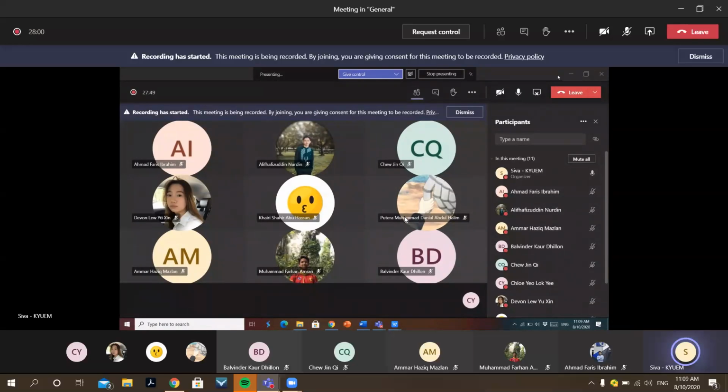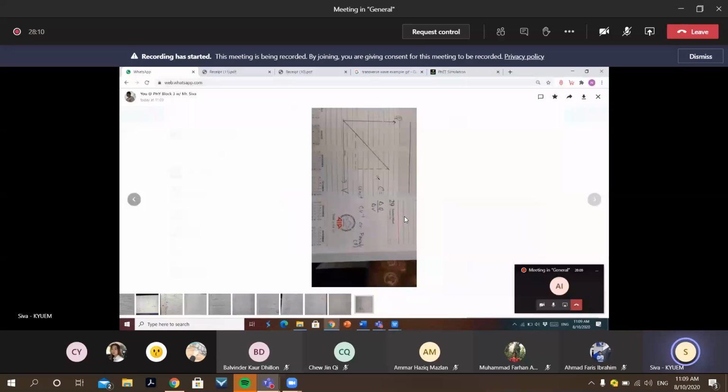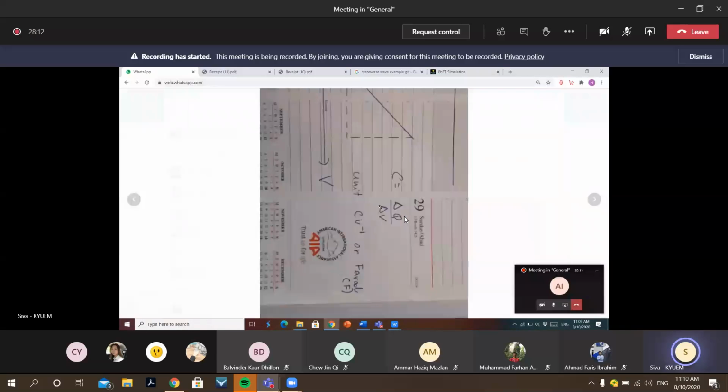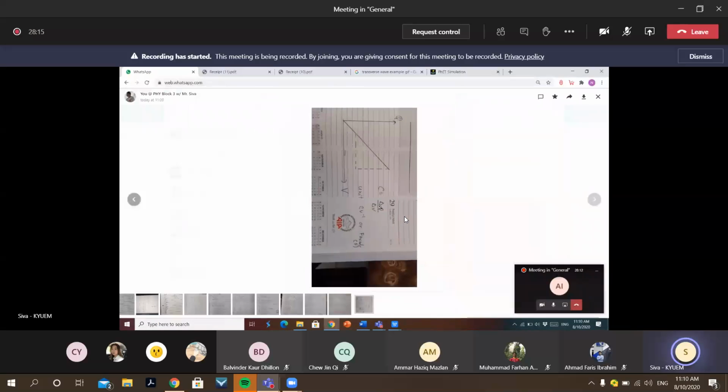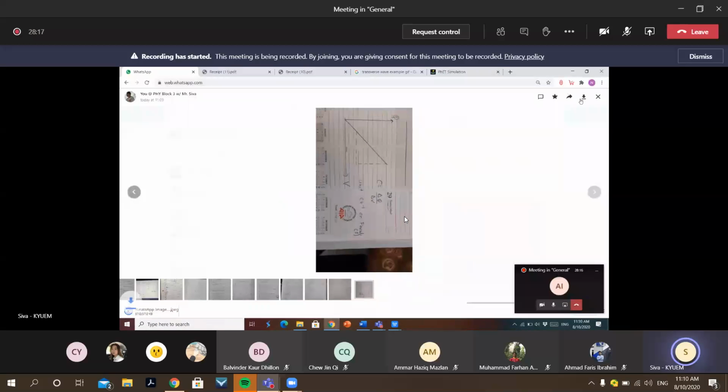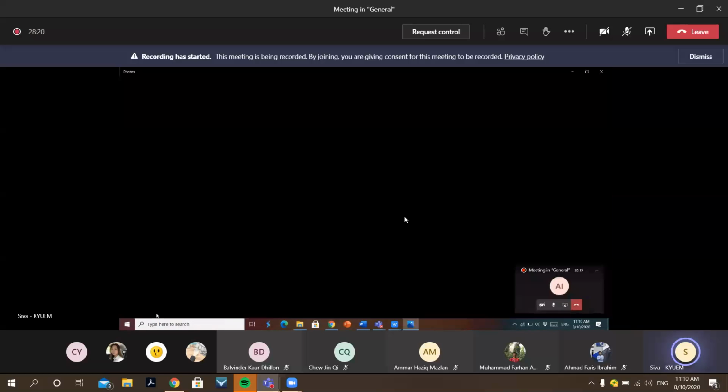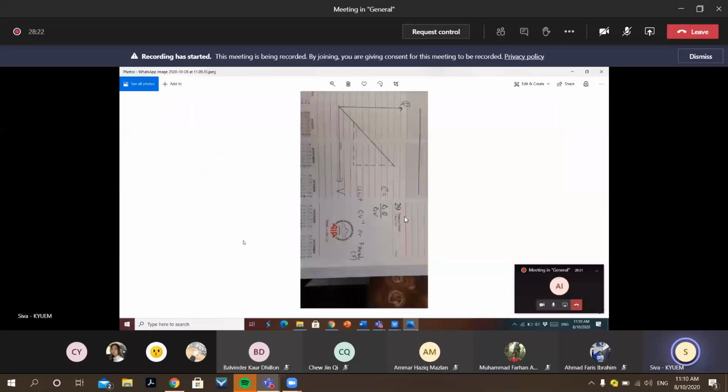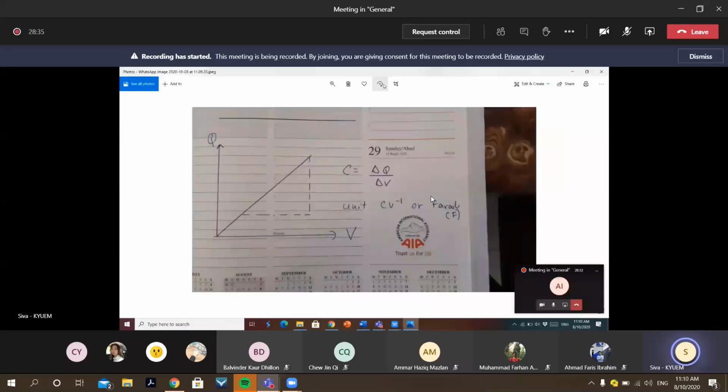Not this, not this. Block 3. Okay. Is there any way I can rotate this? Hold on. I can't rotate this. Okay, yeah, so it has been already rotated.